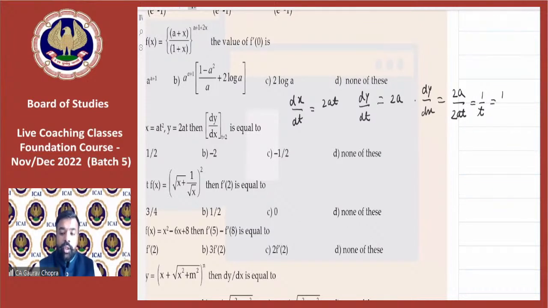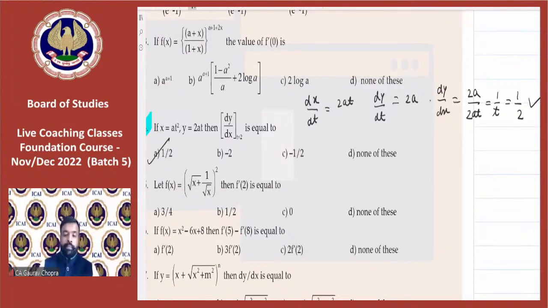And what is the value of t? It is 2. So positive 1 by 2. Option number A. All right.